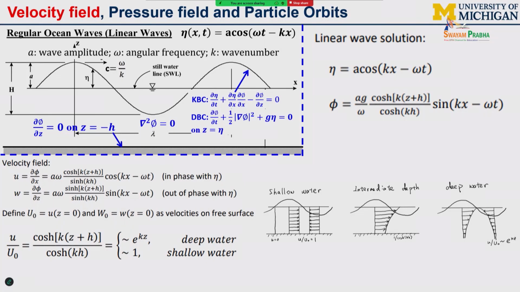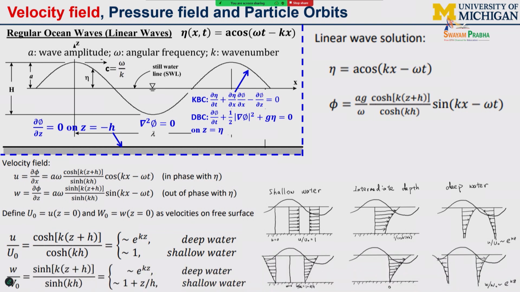Okay, so let us resume the discussion. Now we already have the velocity field and the horizontal velocity, and how quickly it decreases, right? For shallow water, the horizontal velocity doesn't decrease the same way as the vertical velocity. For shallow water it decreases linearly, and for deep water exponentially. Okay, let me say it that way.